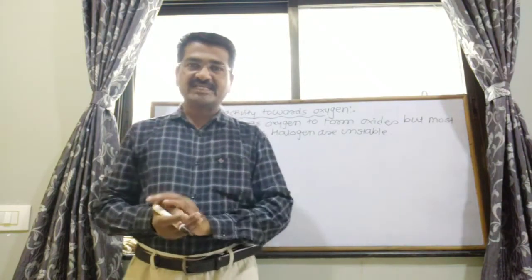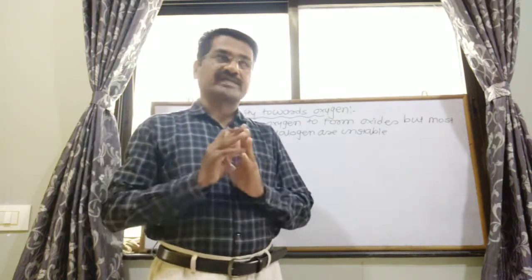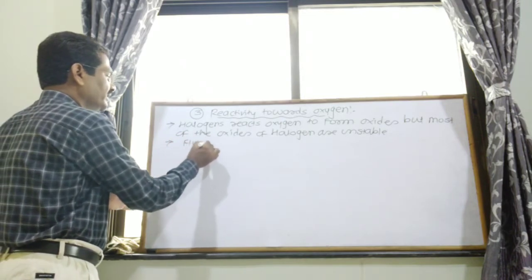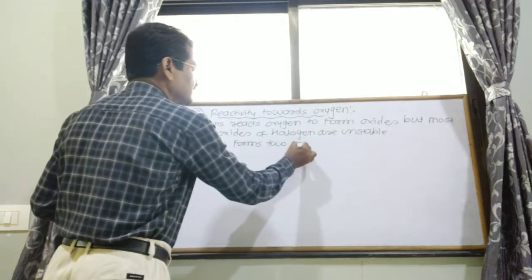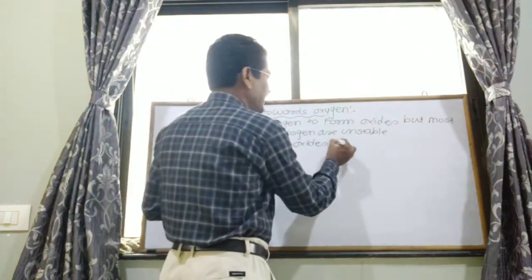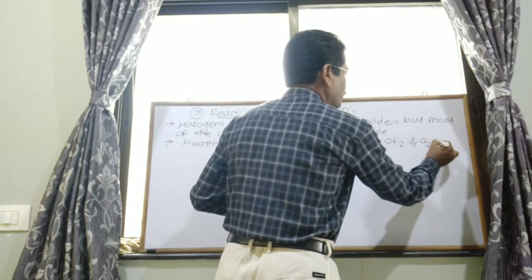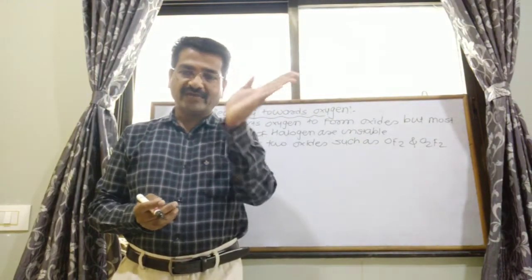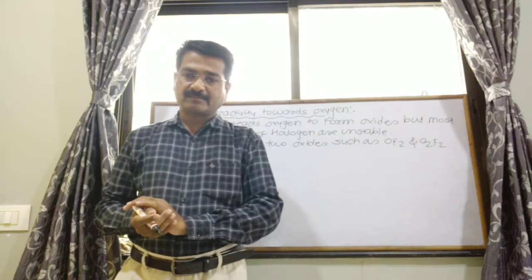We know the halogens, that is fluorine, chlorine, bromine, iodine, how to form the oxides. In that, first, fluorine forms two oxides. Fluorine forms two oxides such as OF2 and O2F2. These two oxides of fluorine can occur.